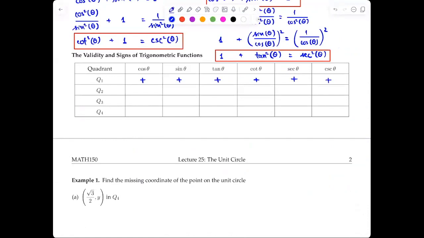Tangent again is sine over cosine, so positive over positive gives you positive. Cotangent is cosine over sine, so positive over positive gives you positive. And you do the same for secant and cosecant. Any questions here?